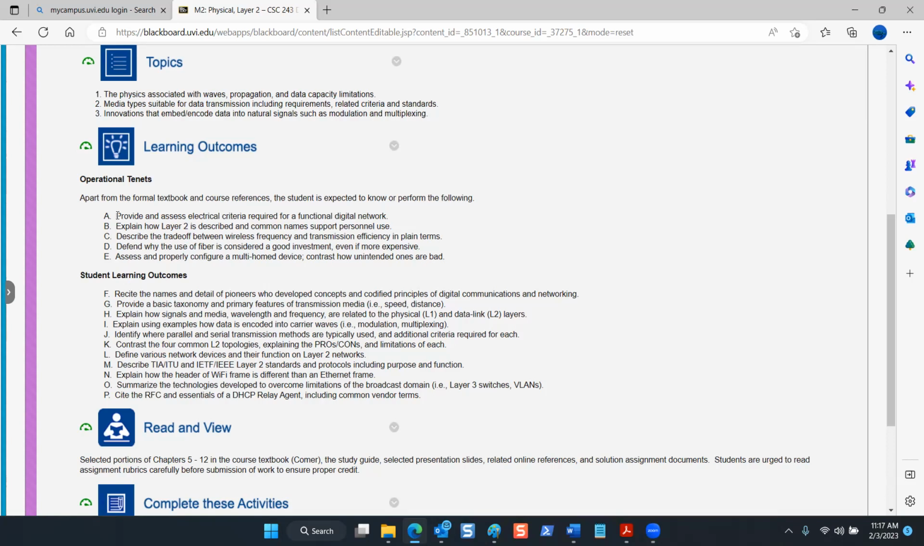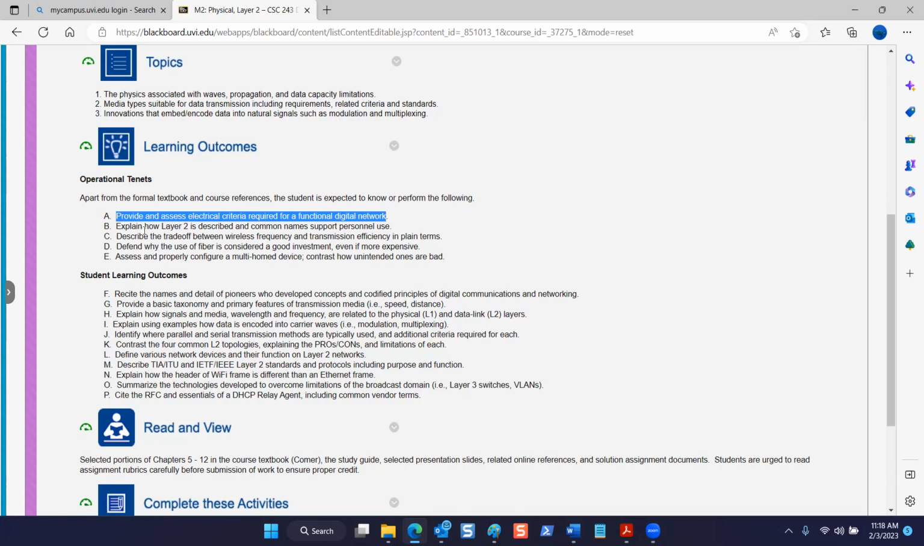It's just that they're more embedded. So provide and assess electrical criteria required for a functional digital network. Now that's huge. And you won't see a lot about it in Comer, but if you don't have a proper electrical ground, your networking will be hit or miss. It'll be sputtery, like on again, off again. It's there, it's not. And we're going to talk about that and why that happens, okay? Because there's some electrical circuits involved, and a circuit doesn't work well if there is no proper ground.